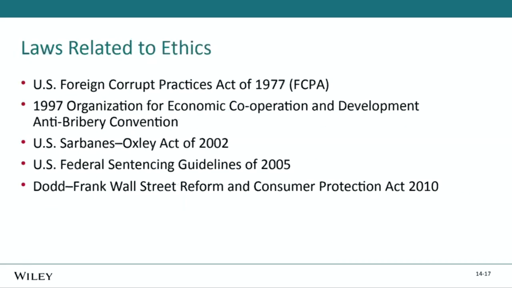So, laws related to ethics. The Foreign Corrupt Practices Act, the FCPA of 1977. Again, this came out shortly after the Nixon administration, when it was revealed that certain defense contractors in the United States were bribing foreign defense ministers to buy the American defense systems. That's not considered kosher and it's not good.